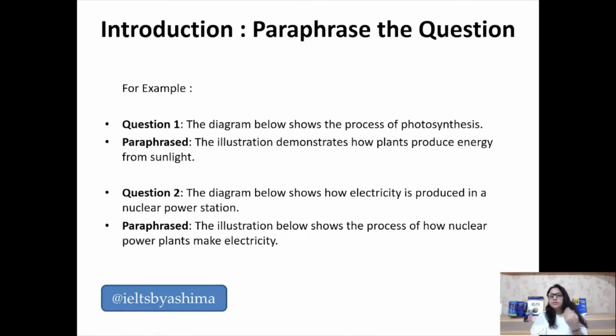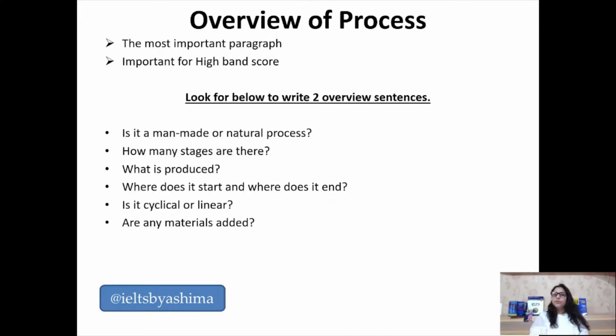Fine, you can also write depict, highlight, any word you can use. Fine. All right, after this we move on to how to write the overview.